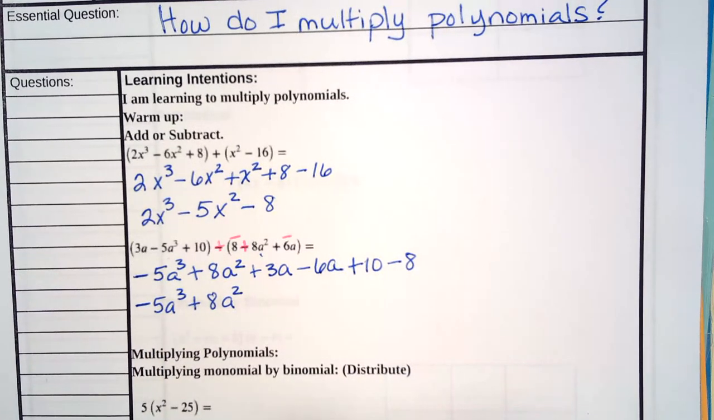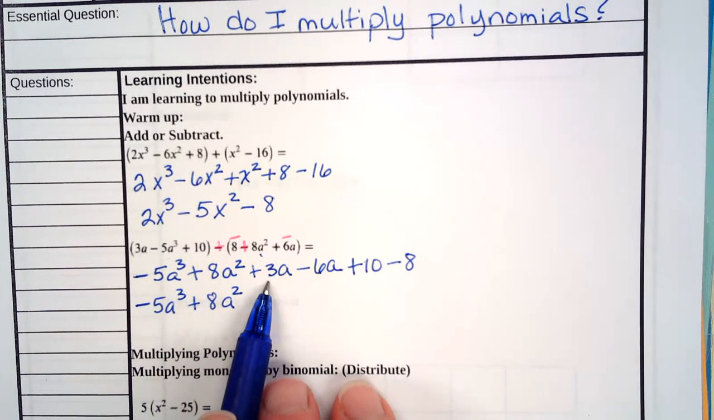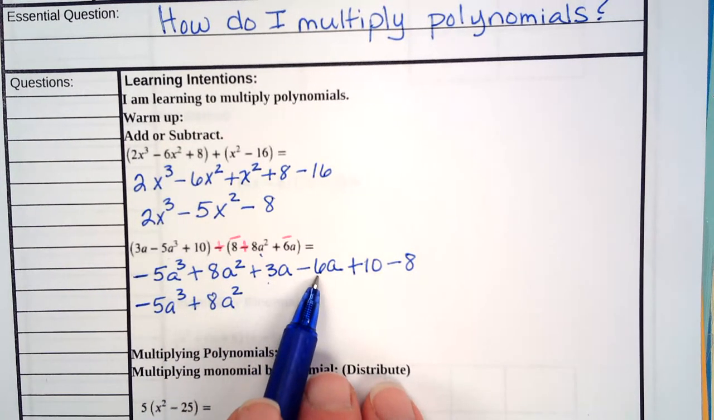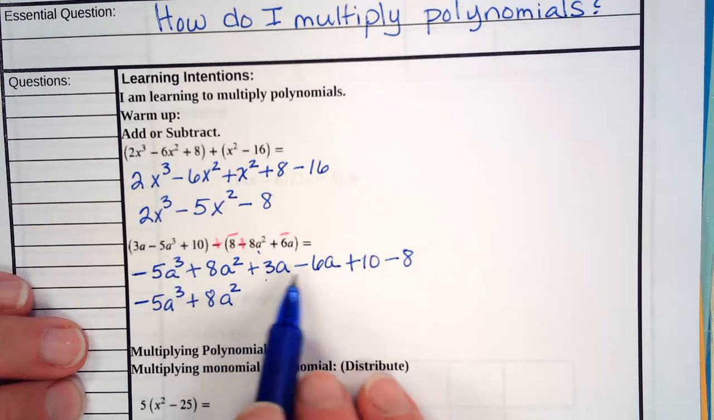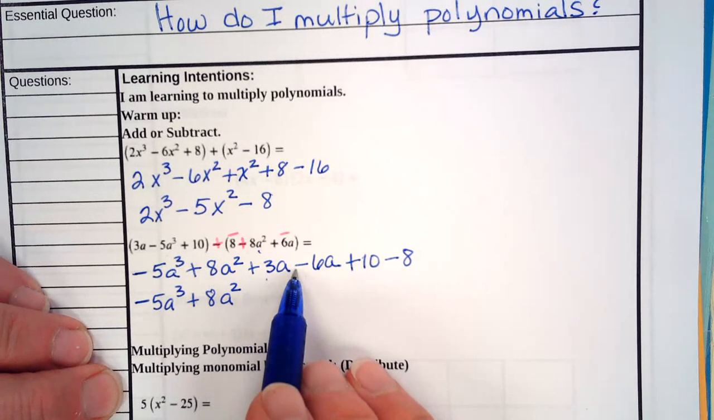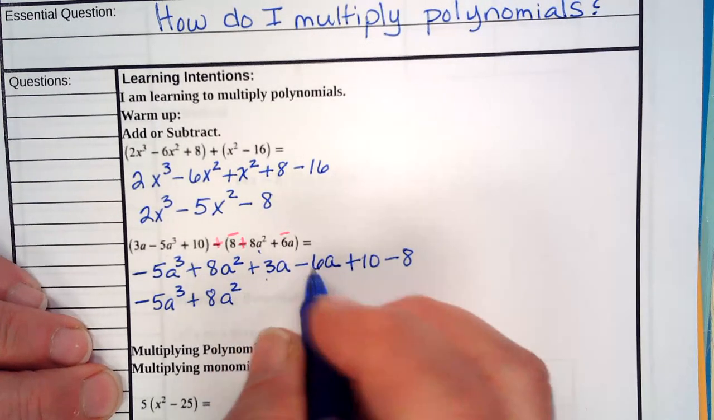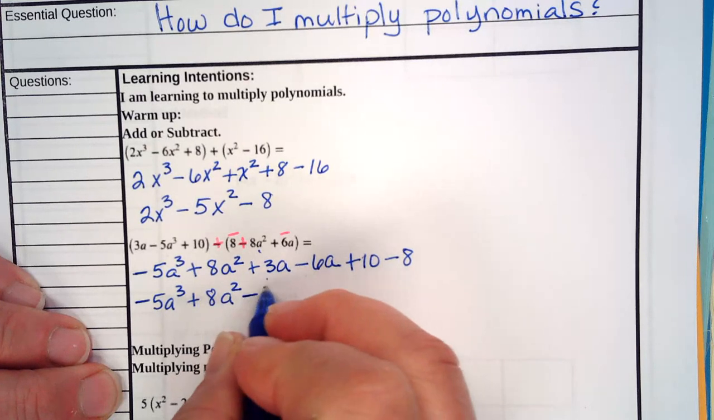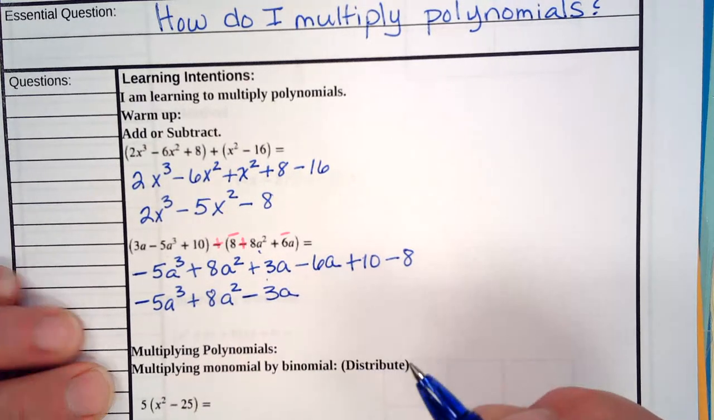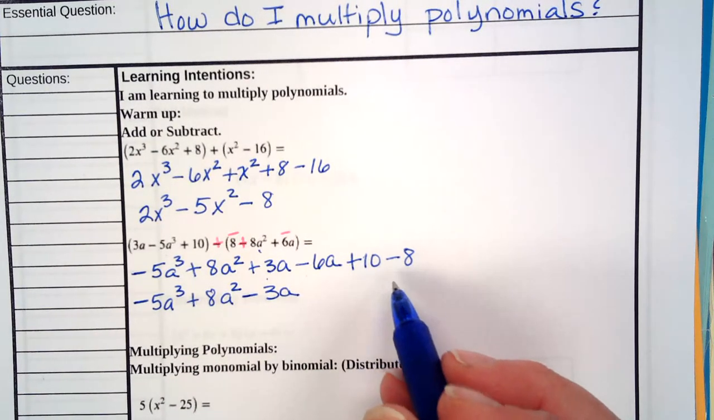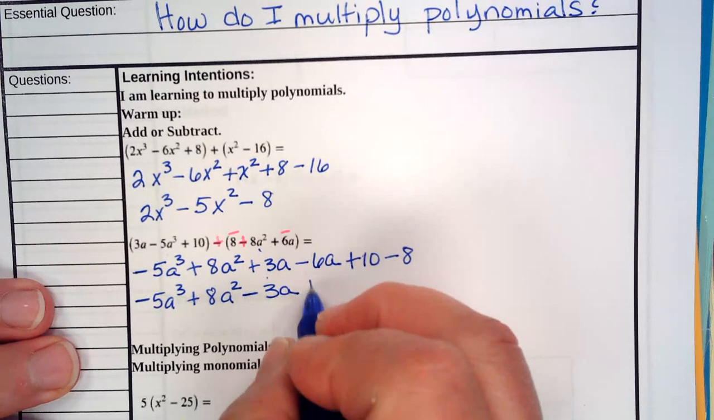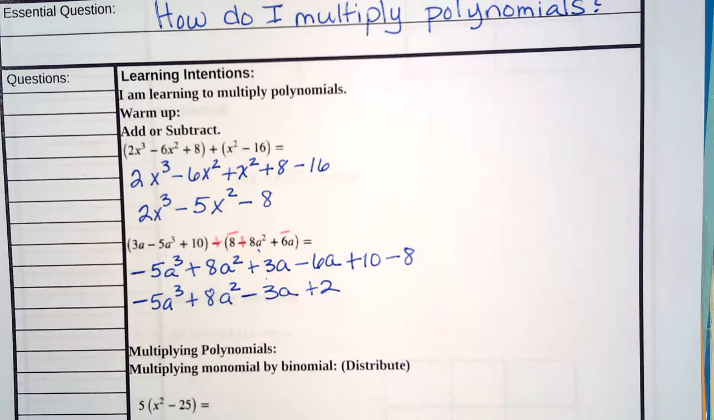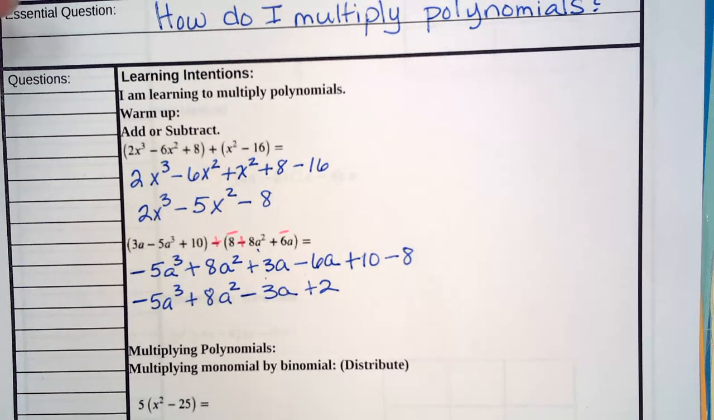Now I looked at my a terms. I've got 3 minus 7. Well, or 3 minus 6. 3 minus 6 gives me 3, and it's got to be a negative 3a. 10 minus 8 is 2, so it's plus 2. If you're still struggling, please do some more practice, because this will be on your next quiz.